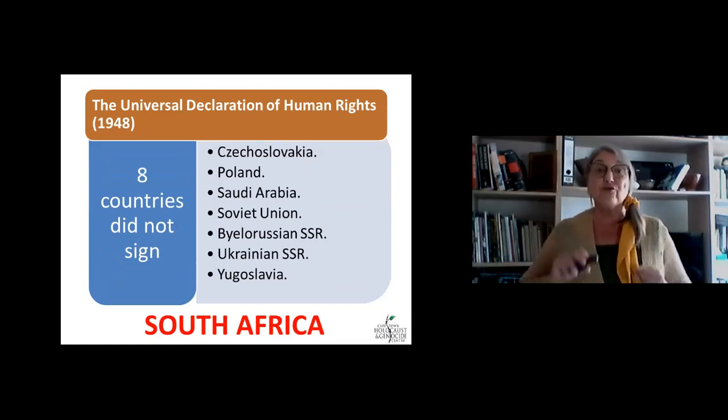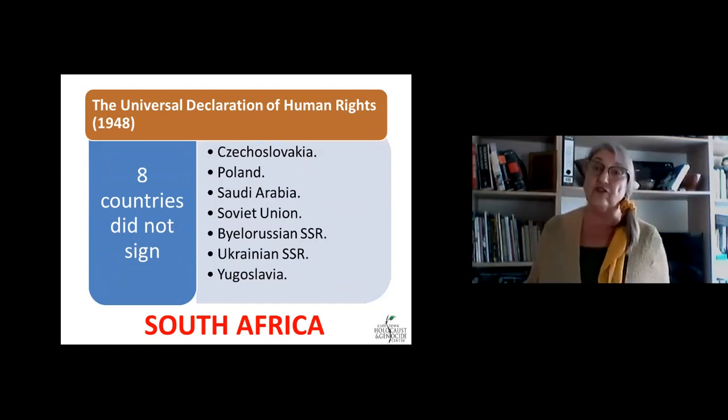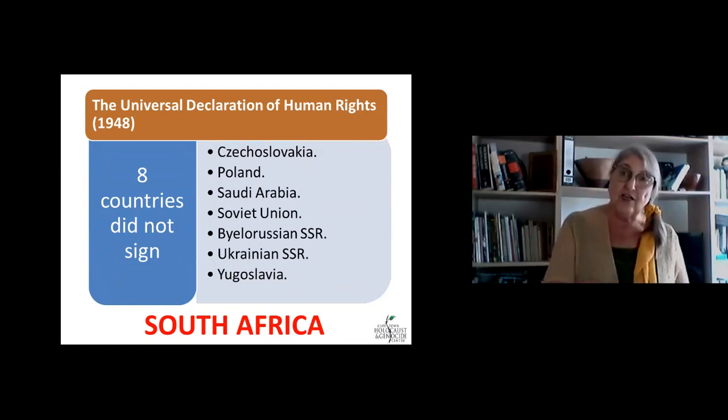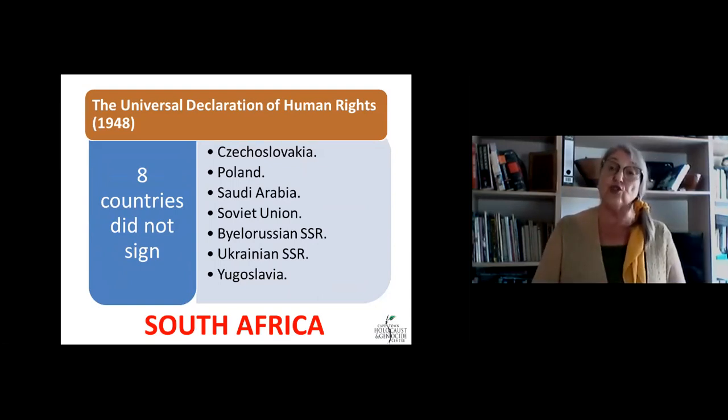South Africa refused to sign the Universal Declaration of Human Rights in 1948. And that is directly linked to what South Africa was planning to do in 1948, which was put into law the policy of apartheid.